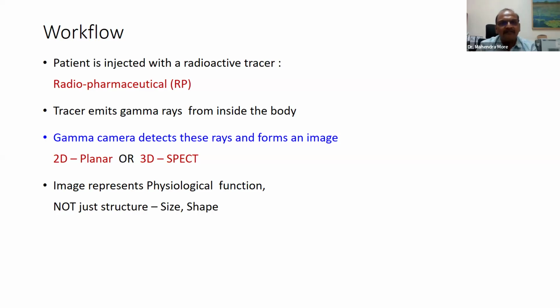Okay, so the gamma camera detects the rays and that forms an image. That image can be either 2D, XY, the 2D planar image, or it can be a 3D image, which we call a SPECT image. So this image represents the physiological function, and it also represents the size and shape of the kidney or organ, but it can represent the physiological function of that particular organ.